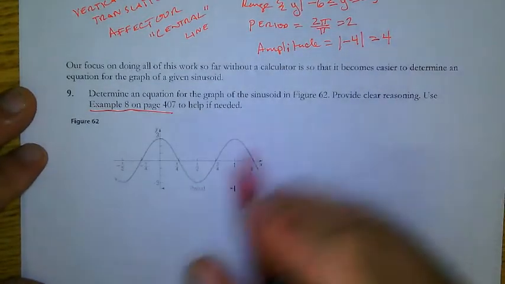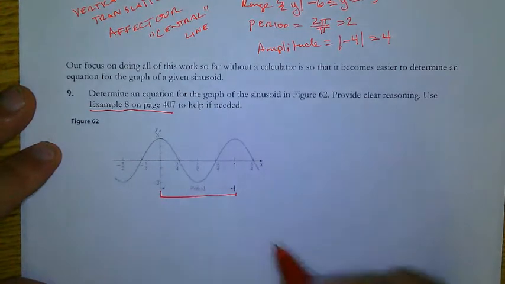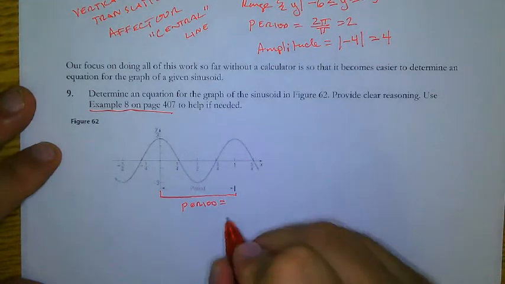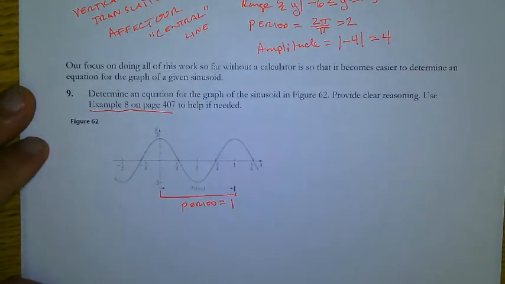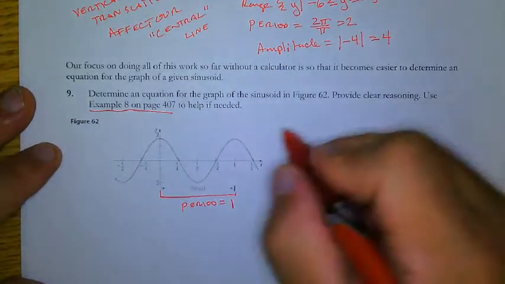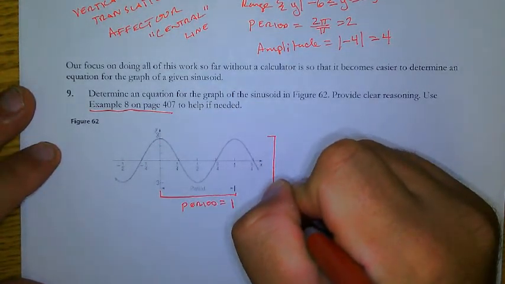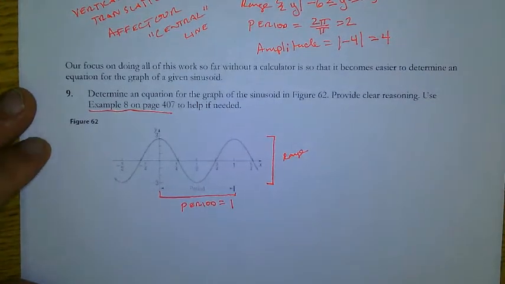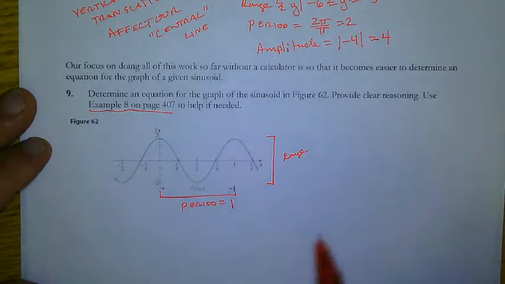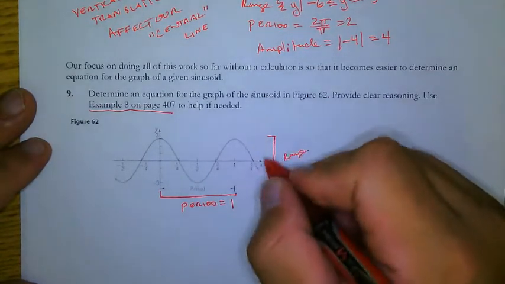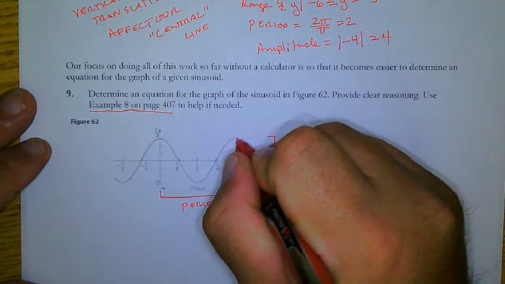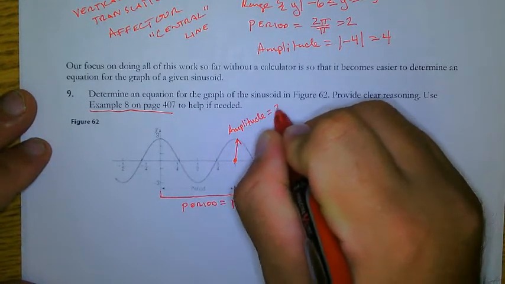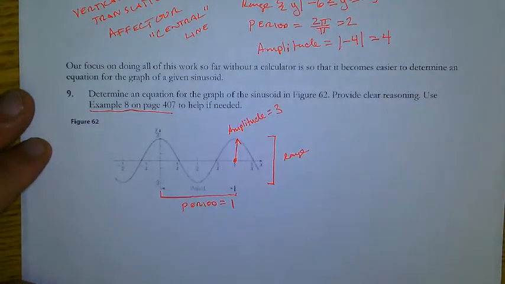If I'm looking at this, I can go max to max, and I know that my period is equal to 1. If I look at my amplitude, my amplitude is essentially half of the range. Well, my range goes from -3 to 3, so the distance from the center line up to the top gives me my amplitude, and that amplitude is 3.